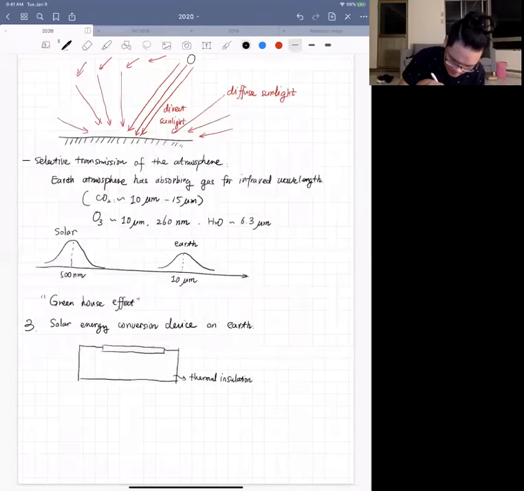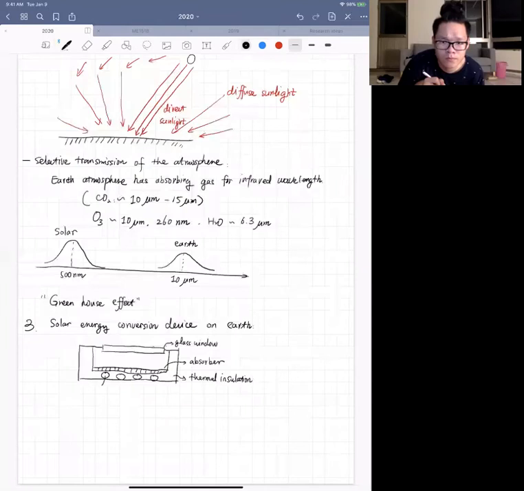So now the radiation, then you have a glass window, let's say, and right inside your device, typically you will have an absorber. So this is the absorber. Then you run some water pipes inside your device, with water.